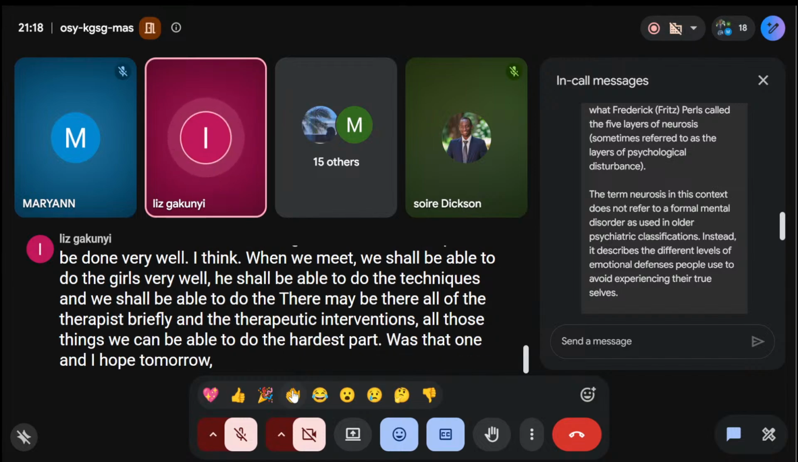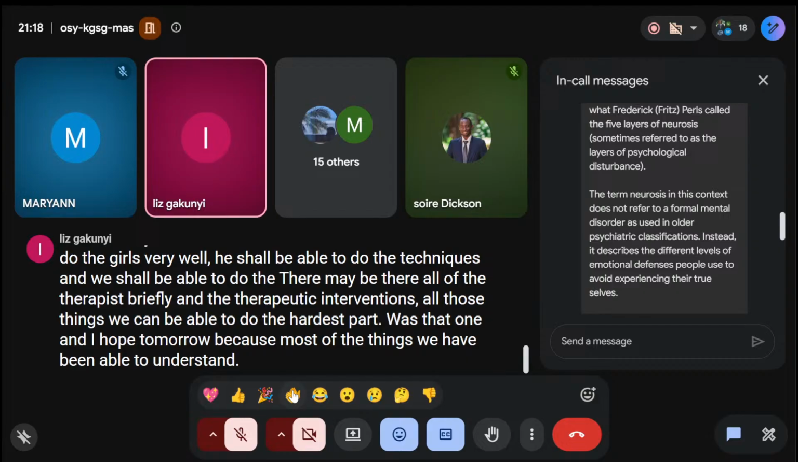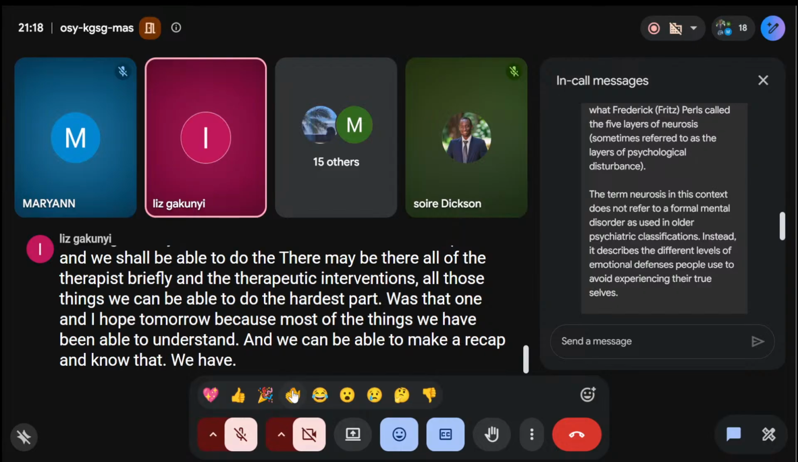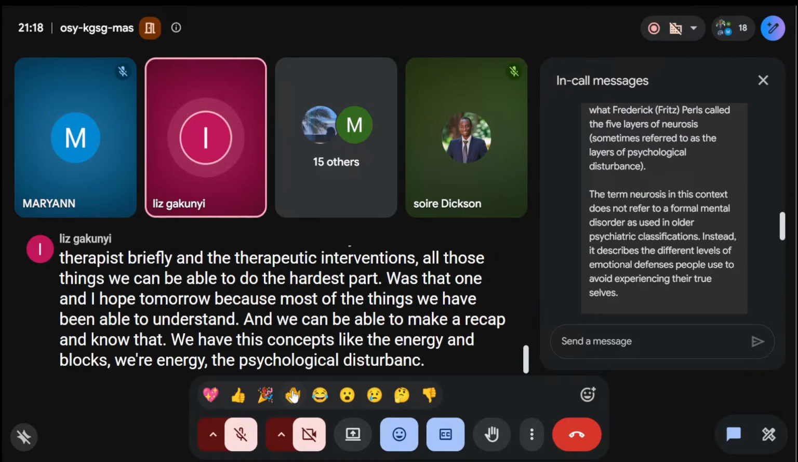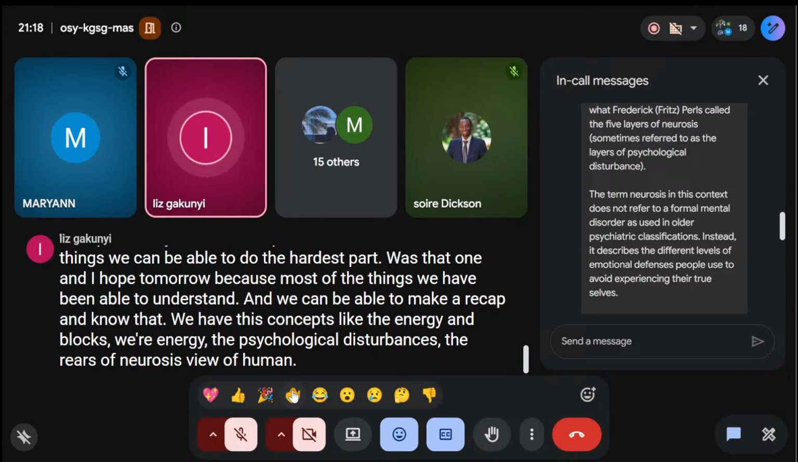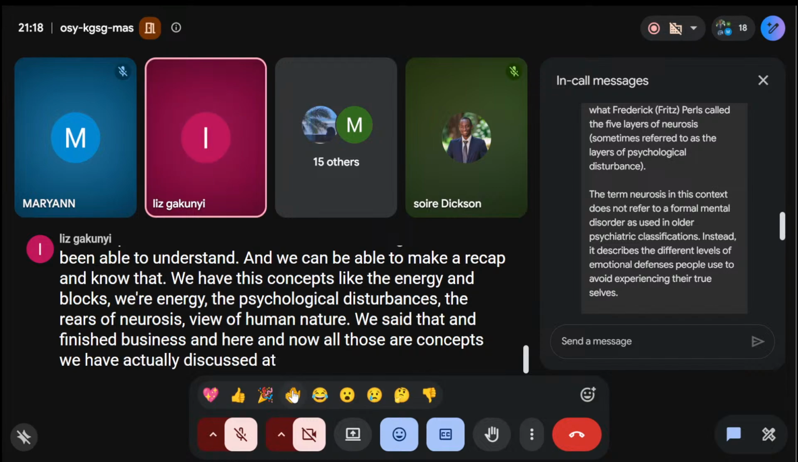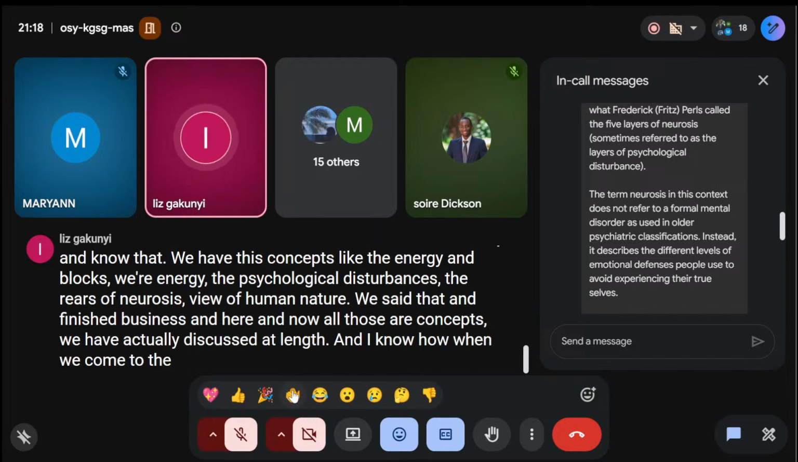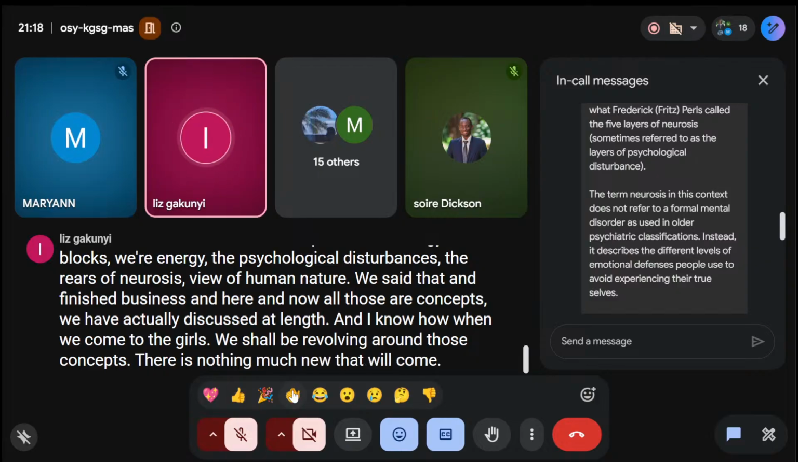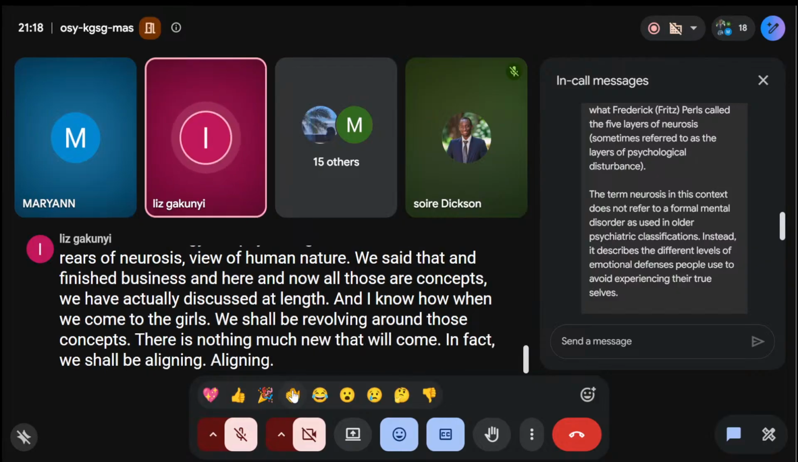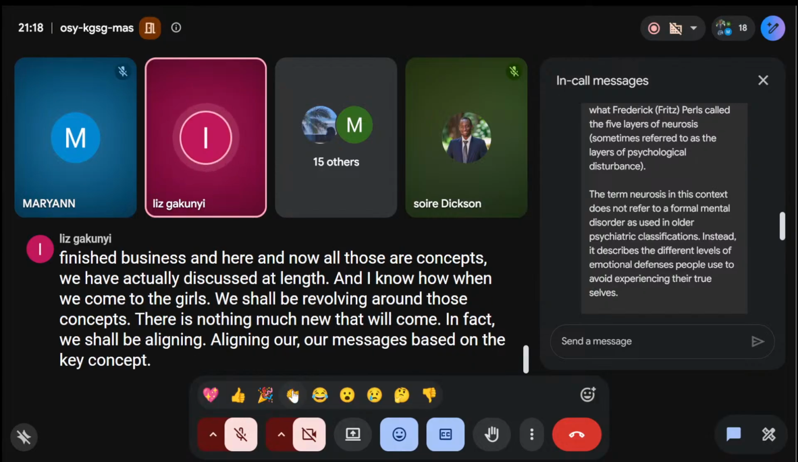And I hope tomorrow, because most of the things we have been able to understand, we can make a recap and know that we have these concepts like the energy and blocks to energy, the psychological disturbances, the layers of neurosis, view of human nature, we said that, unfinished business, and here and now. All those are concepts we have actually discussed at length. When we come to the goals, we shall be revolving around those concepts. There is nothing much new that will come. In fact, we shall be aligning our messages based on the key concepts we have just outlined.